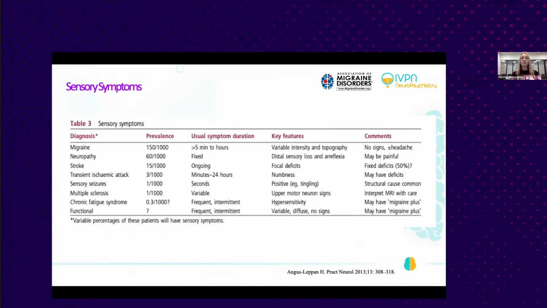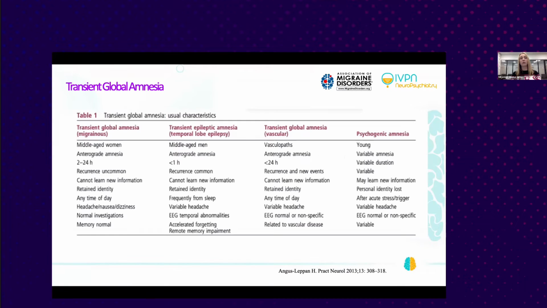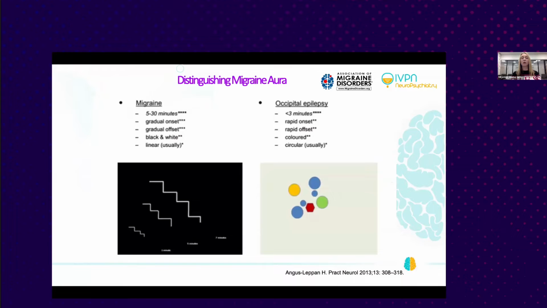Well, because sensory symptoms tend to push us toward either central or peripheral origin. And then there is this special transient global amnesia happening in migrainous patients, usually affecting middle-aged women and lasting for 2 to 24 hours, where there is retained identity, but memory is normal and all the investigations are normal. There you can think of other psychiatric disorders. Well, let's start from the most common ones, epileptic disorders, some other kind of vascular disorders, and psychiatric as well.